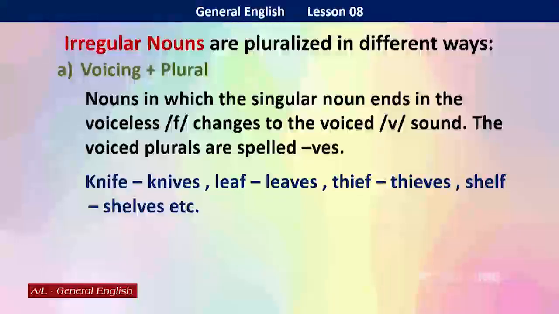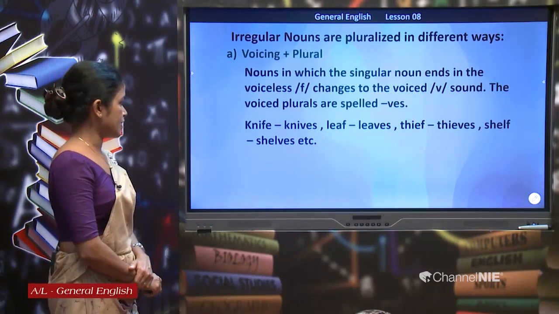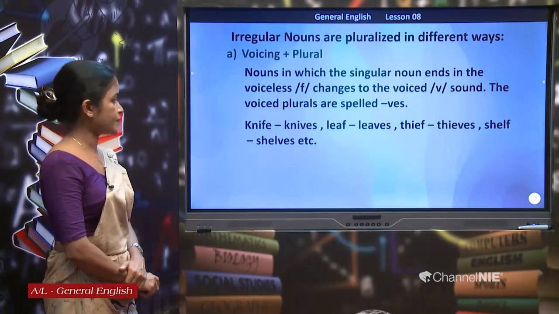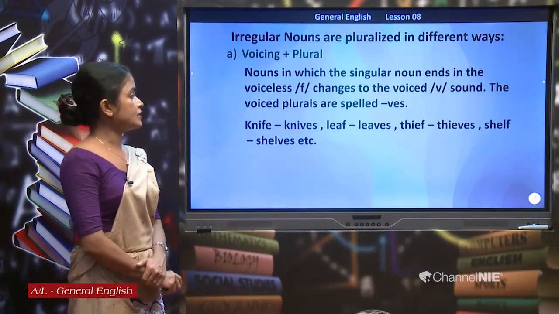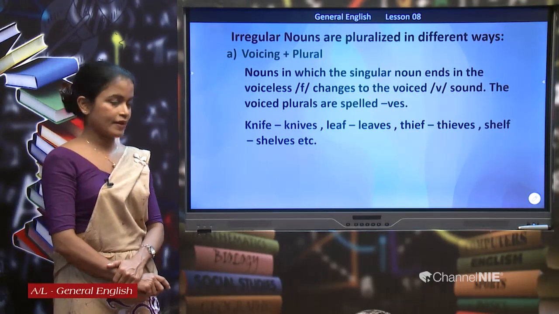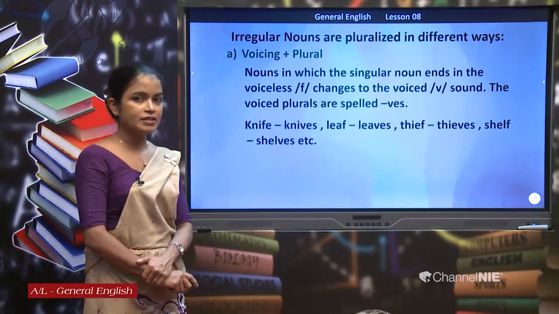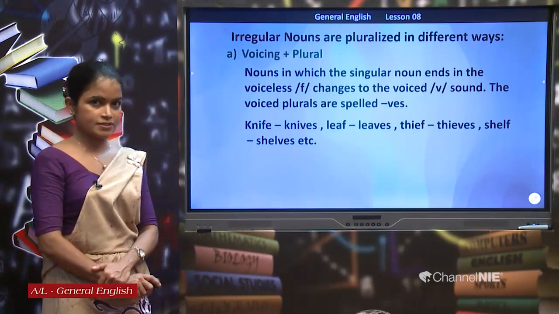Let us see some examples. The last sound is f and it is voiceless. So, we have to omit that sound and we have to add the sound v. And we have to make the plural by adding ves. Knife, knives. Leaf, leaves. Thief, thieves. Shelf, shelves. Like that. We have to omit the f sound and we have to add the v sound with ves, right?